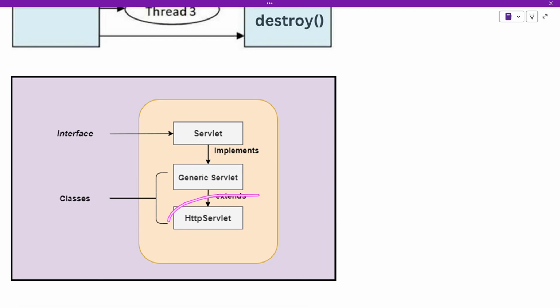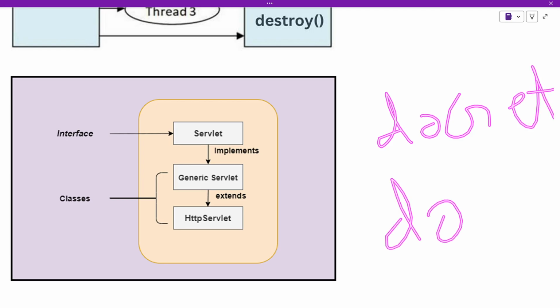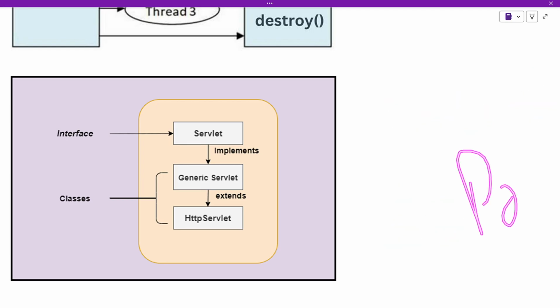And then we have the HTTP servlet, which we are going to use the most. The HTTP servlet is going to have every method of the generic servlet and the servlet, as well as it is going to provide you all the methods which are for HTTP web. It is going to have methods like doGet and doPost. And we do have a lot of other methods like doDelete and doPut. All of these HTTP verbs are going to be converted into methods.